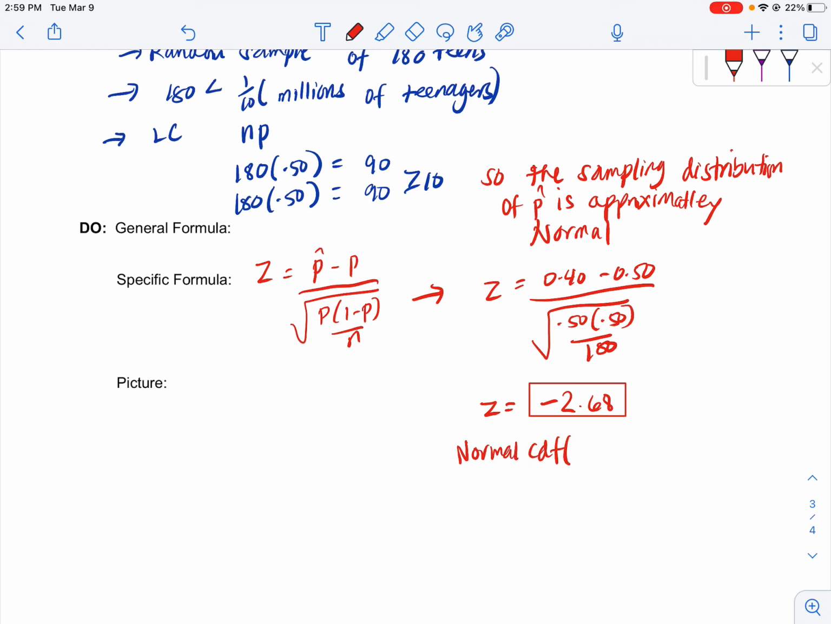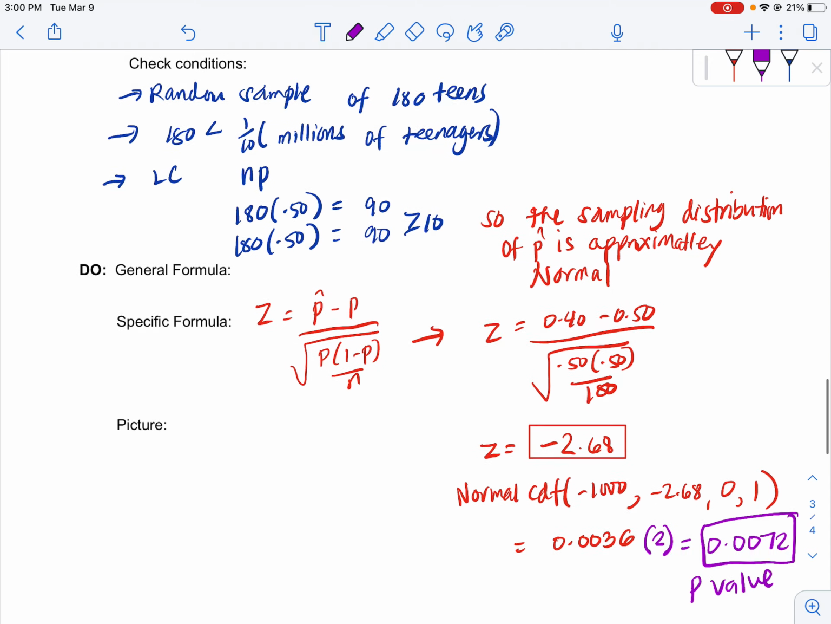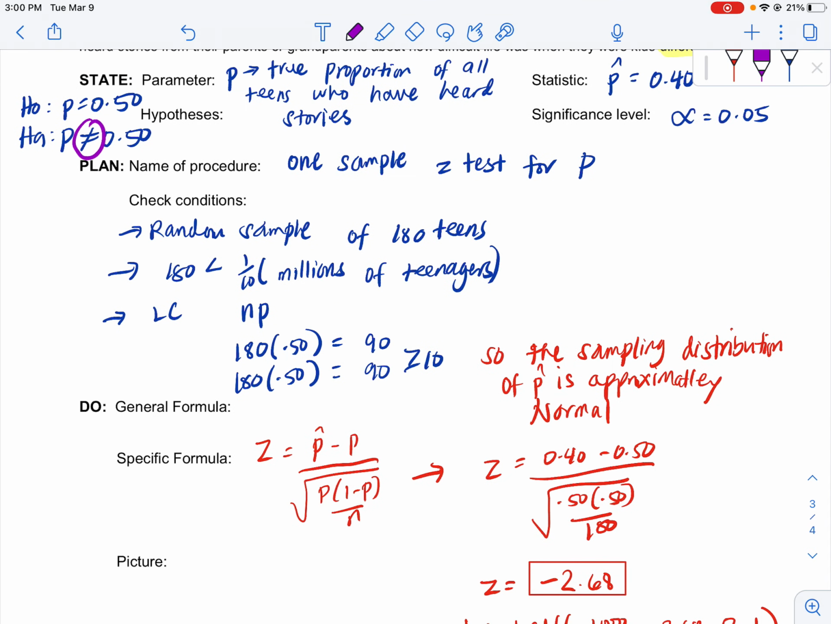Normal CDF, your lower bound negative 1,000, upper bound negative 2.68, mean 0, standard deviation 1. And you are going to get 0.0036. And remember, because this is two-sided, I am going to multiply my area by 2, which is 0.0072. And that is the p-value. And why did I multiply it by 2? Because my alternative hypothesis is a not equal symbol.